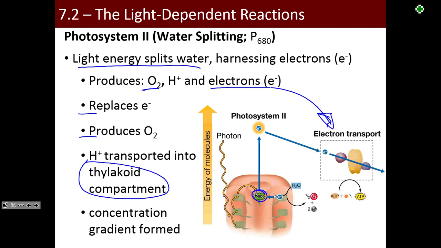All right. So because of that transport into the thylakoid compartment, we once again create a concentration gradient. All the hydrogen ions are going into the thylakoid compartment, so we're getting a strong positive charge, voltage generating in the thylakoid compartment. Okay. Just like before, we're going to have chemiosmosis.